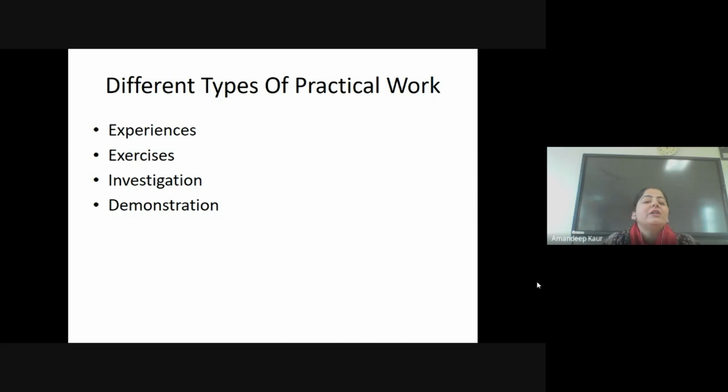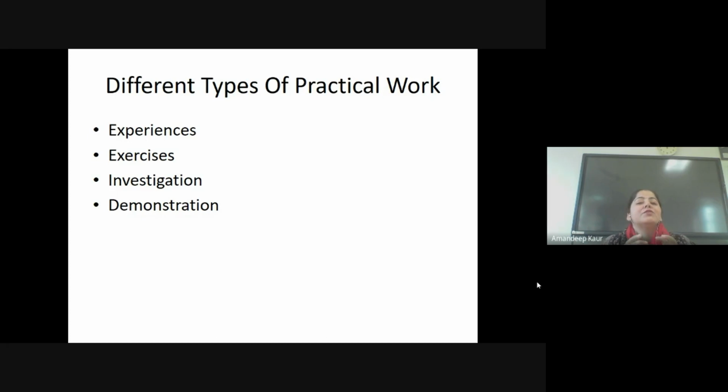So why initially we need to go with the demonstration? Because students need to be very mindful when they're acting for the various practical kind of activities, considering all the safety and precautions that they need to take care of while performing those activities.